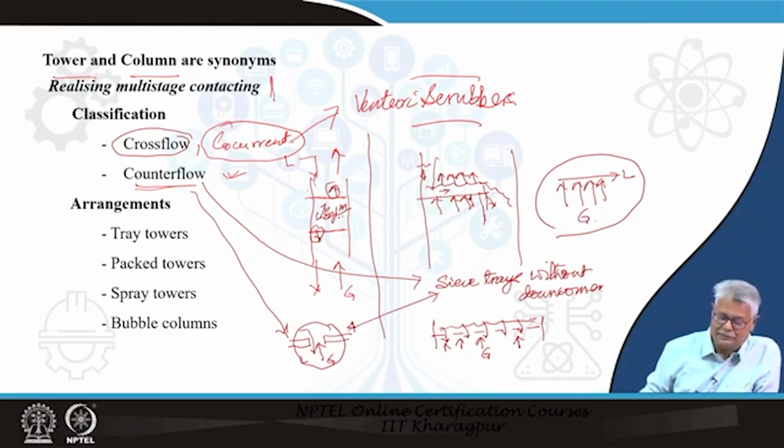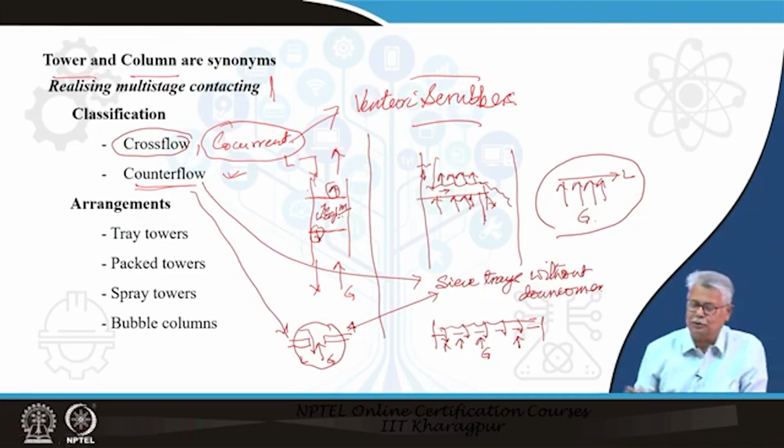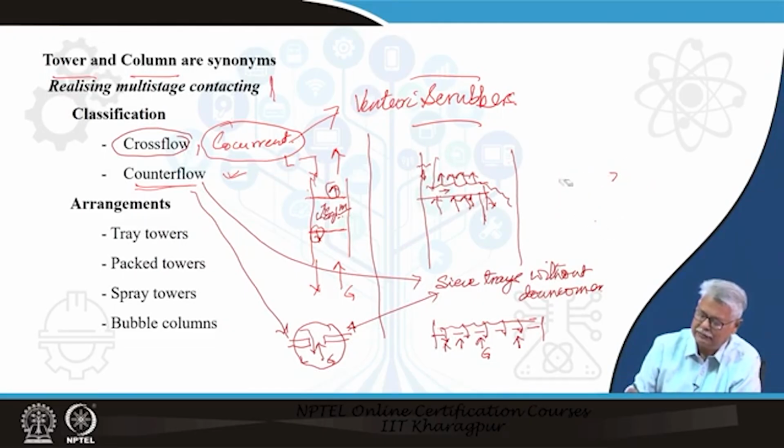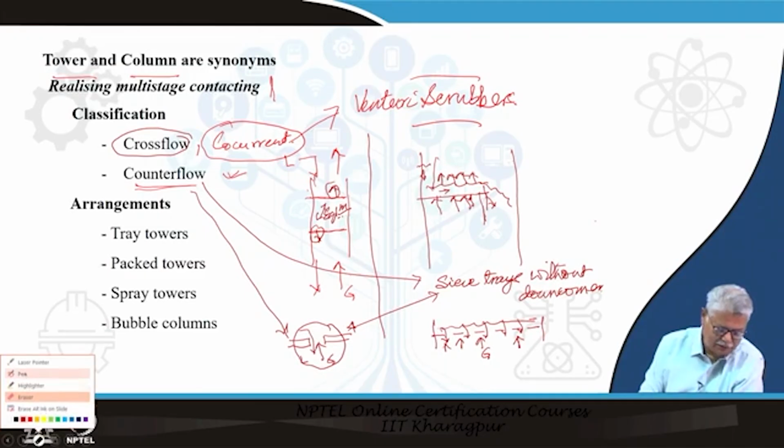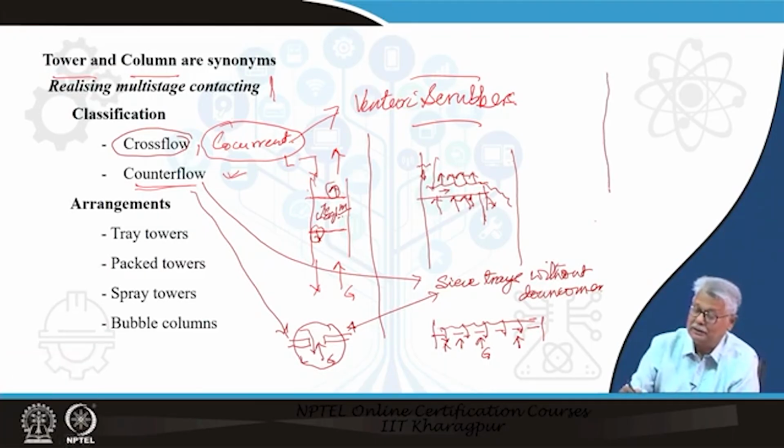Now, the question comes that if this be the case, how do we manage in case we really have to have a counter flow arrangement? How do we achieve it in a tray? This is done also in a very nice way. You have one tray here, you have a second tray here. You have a downcomer which comes down.